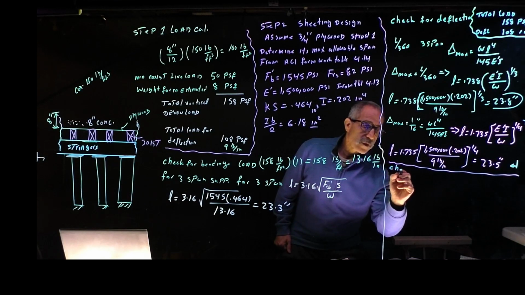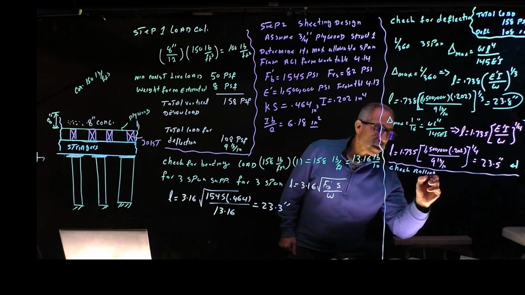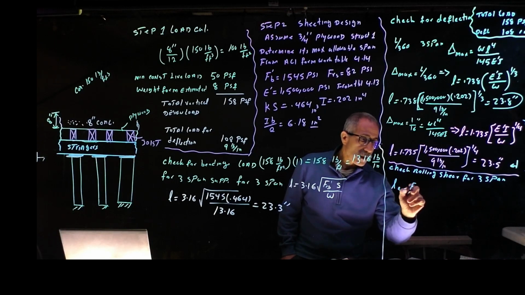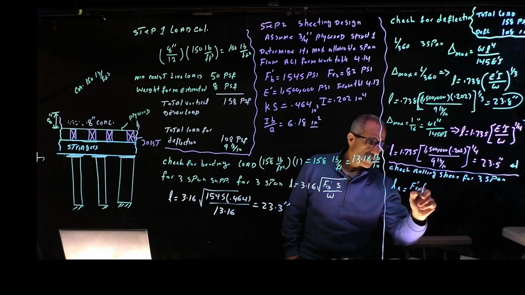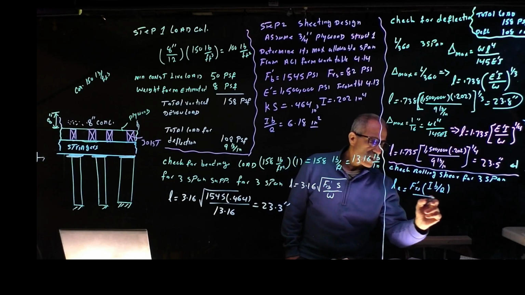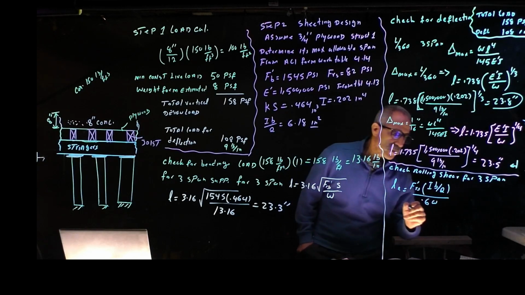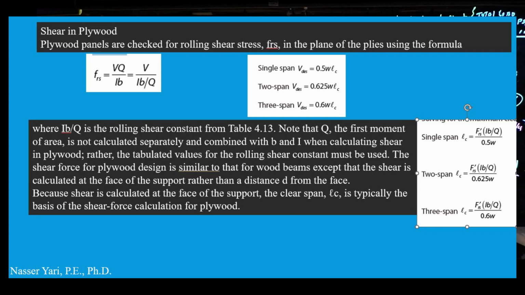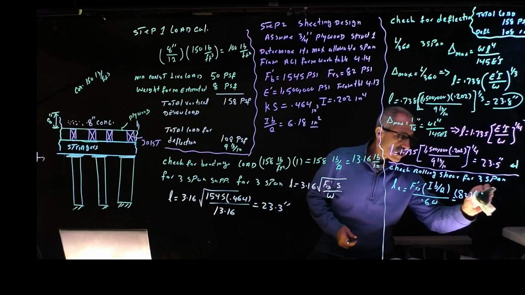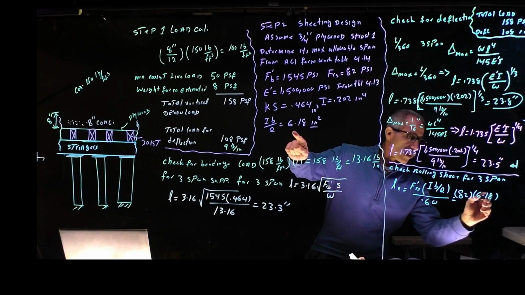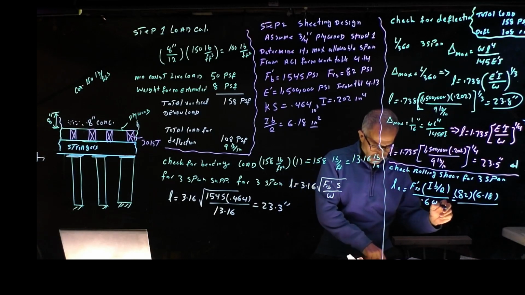So let's check for rolling shear. F prime RS, rolling shear, equals Ib divided by Q, which we already have from the table, and divide that by 0.6 W. That was 82, which you get from the table. Ib over Q came out to be 618, and divide that by 0.6 times W.